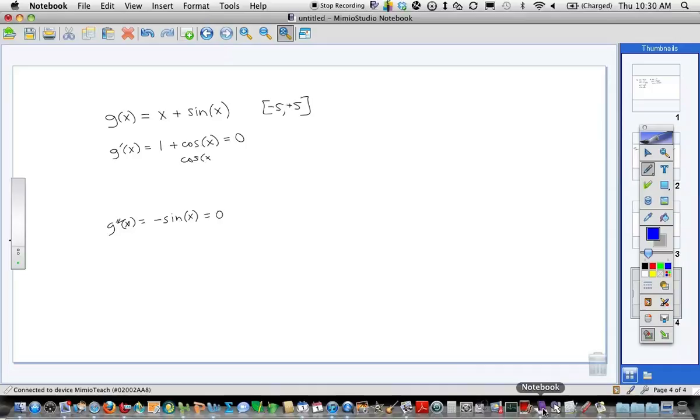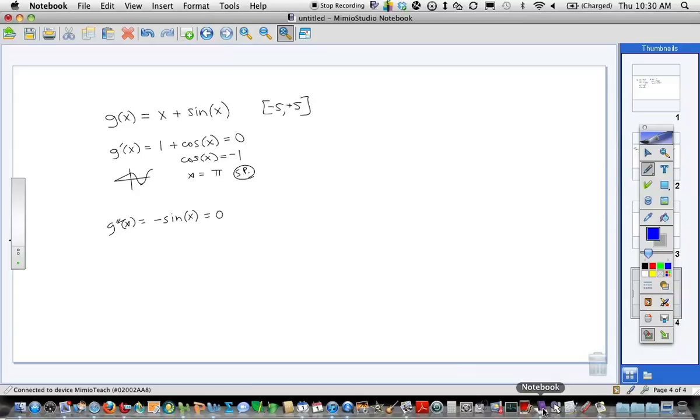Subtract 1. Where does cosine equal negative 1? At pi. You can get that from the unit circle, or you can draw a cosine graph right there. At pi, cosine is negative 1. That is our only stationary point for this particular problem. So that just answered number 10.